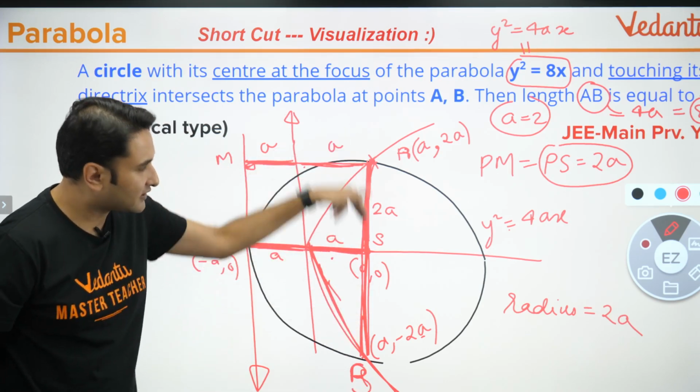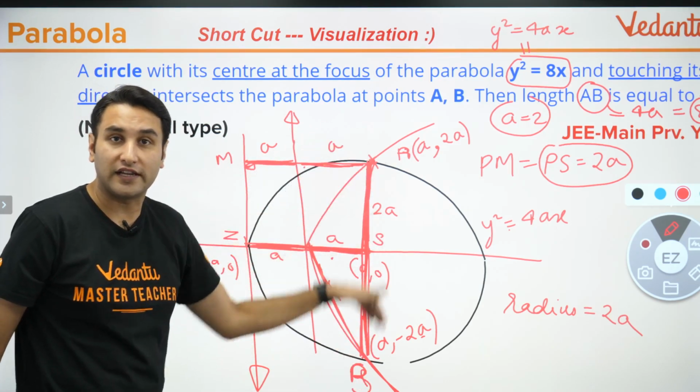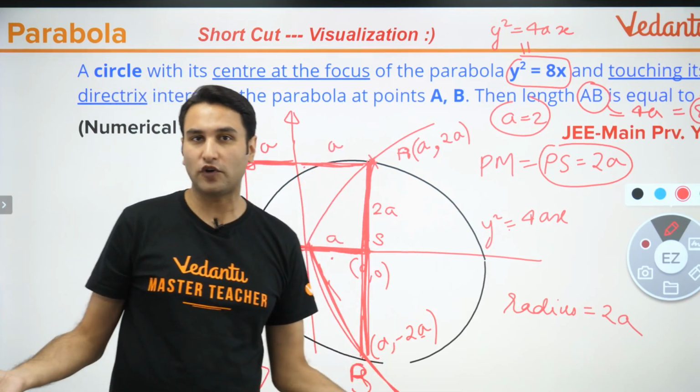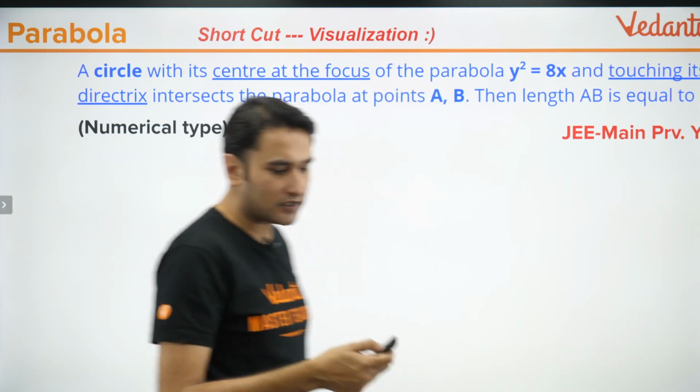Actually AB is a direct, AB is what? Latus rectum and its length is 4a. This is latus rectum directly. Its length is 4a. That's it. Problem solved. What was the alternate way of doing it?